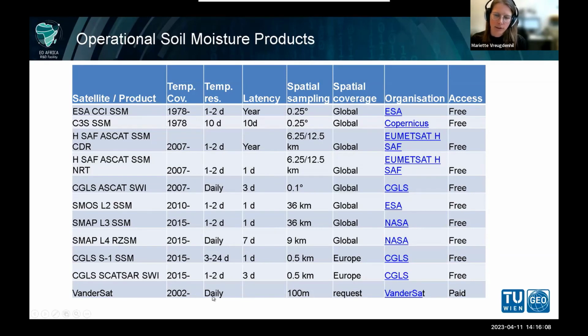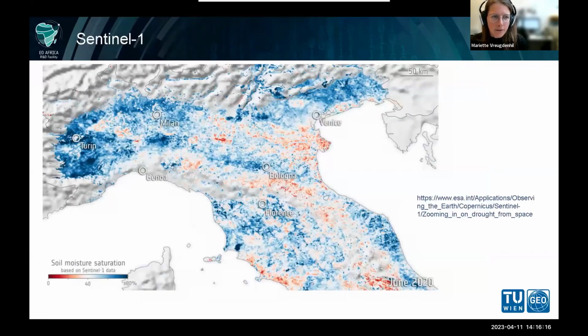The spatial coverage is only available upon request. So you need to pay for this, and then you can get data over your area. To give you an idea of what these data sets look like, what we're looking at here is the surface soil moisture from Sentinel-1 data over Italy for June 2020.